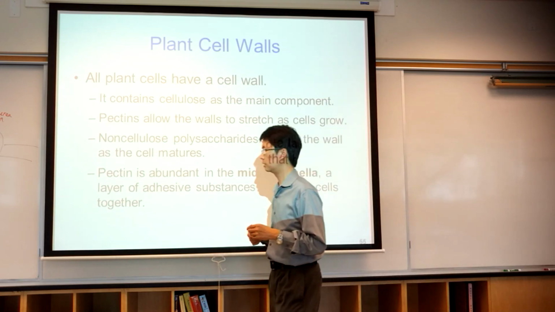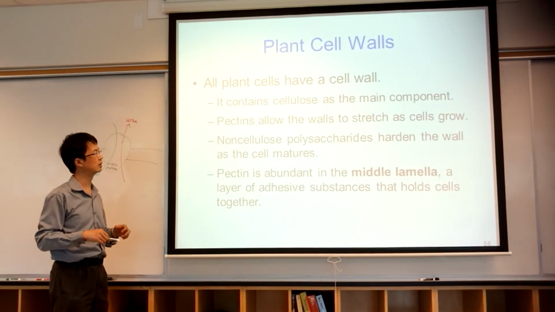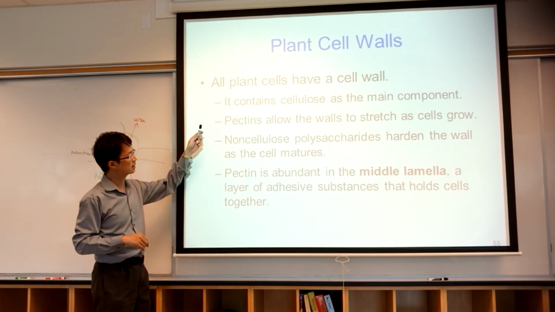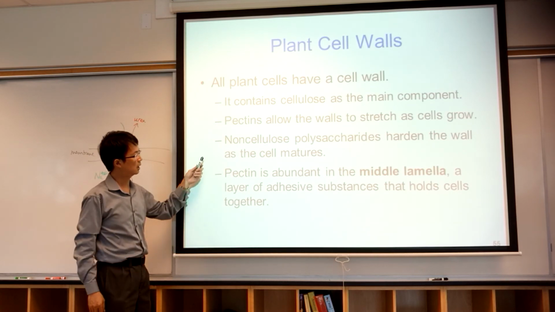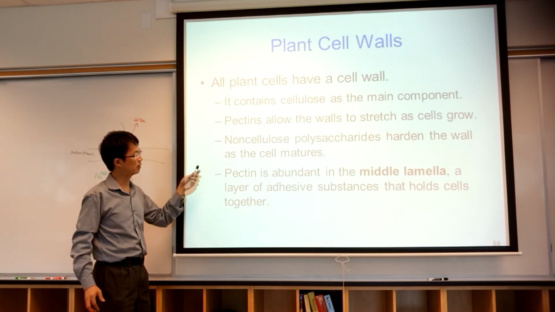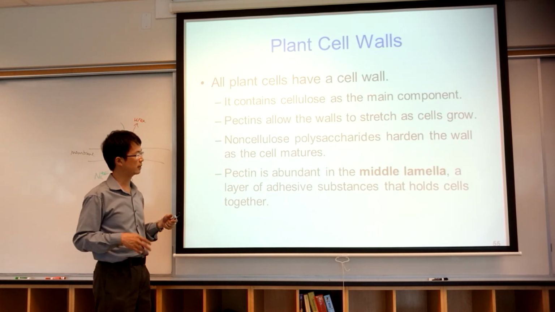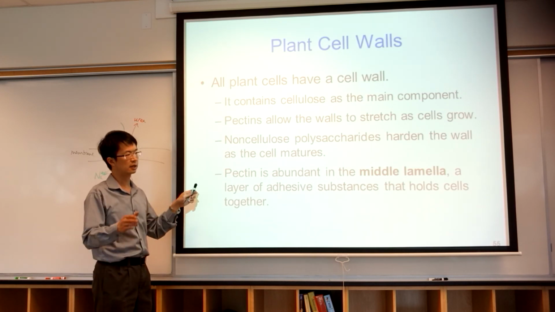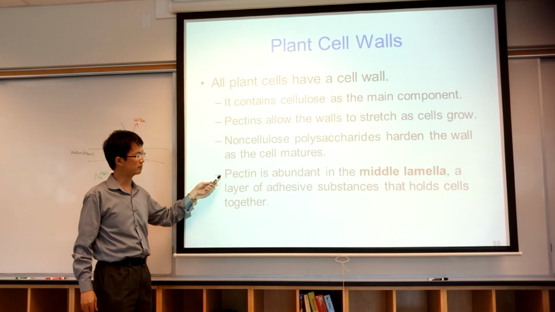Now we talk about the cell wall. All plants have cell walls. But all animals, I would say all mammals, do not have cell walls. Pectins allow the cell wall to stretch as the cell grows. And then when the cell matures, non-cellular polysaccharide will cure. It's like curing the cell wall to make it harder. And I keep saying that the junctions are for gluing the cells together. It is done by pectin.